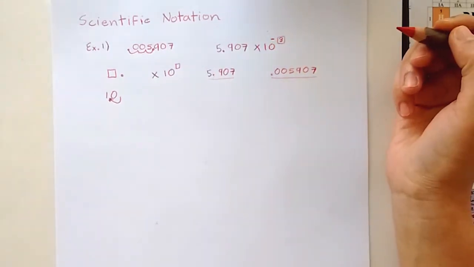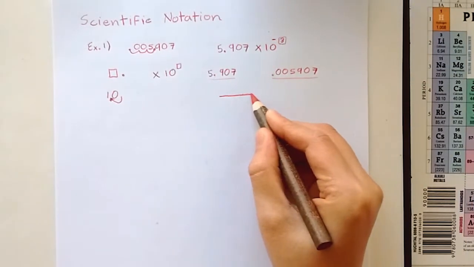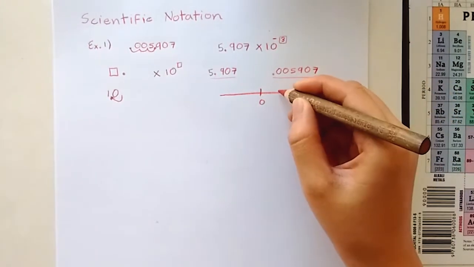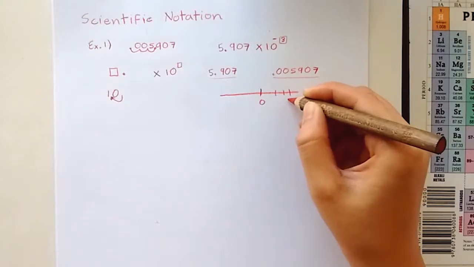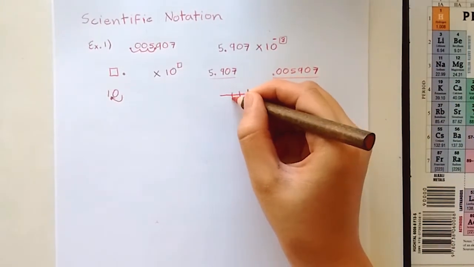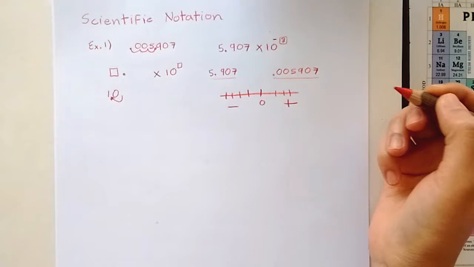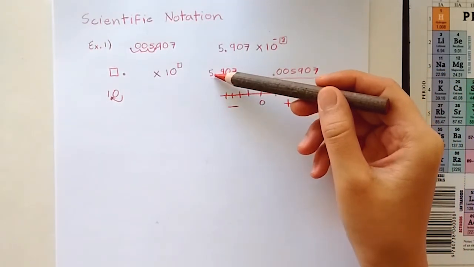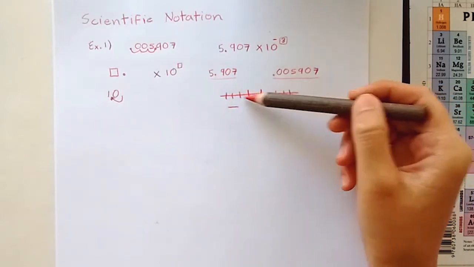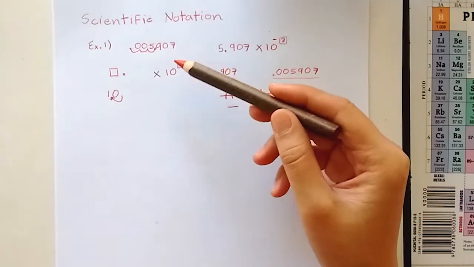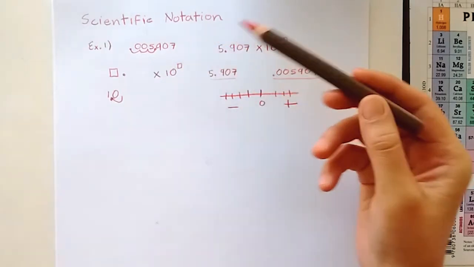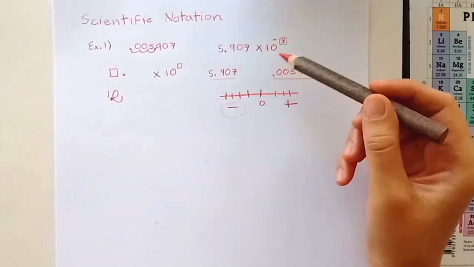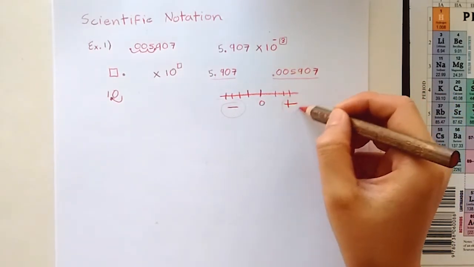It's kind of like thinking about a number line where you have 0 in the center. You have positive numbers over here, right? These are all positive, and the numbers over here are negative. If you have to move your decimal point in scientific notation to the left to get to the original non-scientific notation value, you have a negative exponent. If you have to move it to the right, you have a positive exponent.